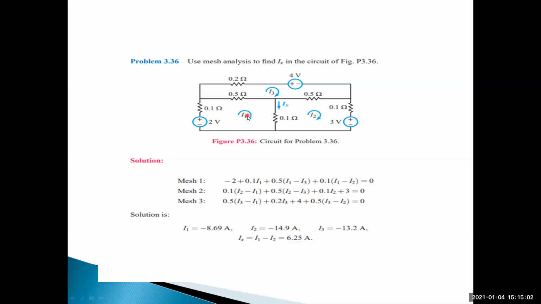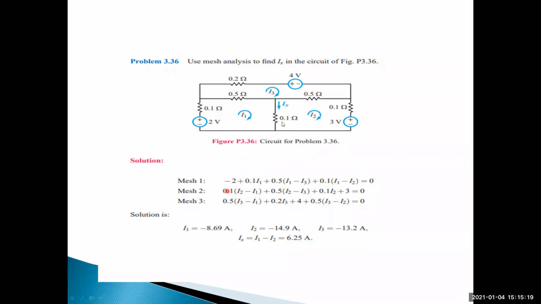What is the current direction? Current magnitude I1 is higher. That's why I1 minus I3 in this direction. I1 minus I3 into 0.5. Then coming to here, I1 is higher in magnitude, that's why I1 minus I2 in the opposite direction. I1 minus I2 into 0.1. That is called mesh 1.